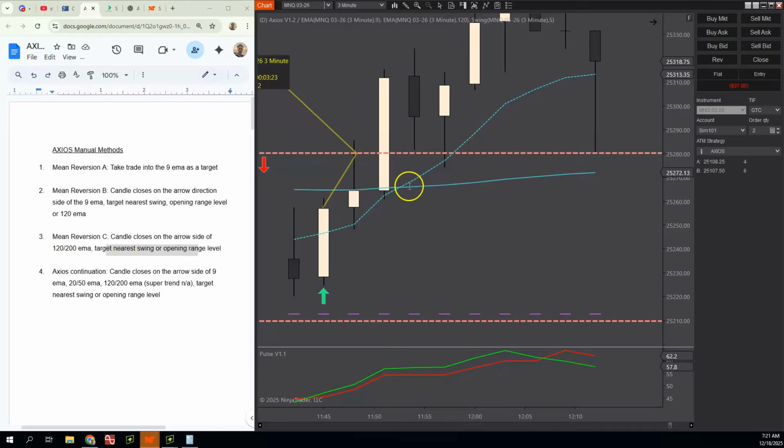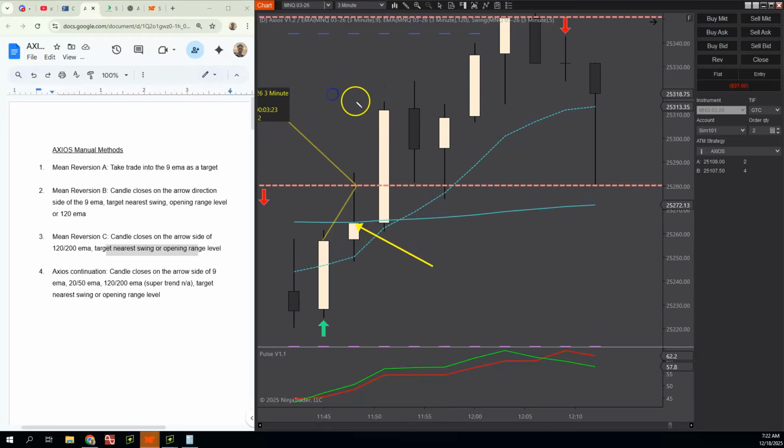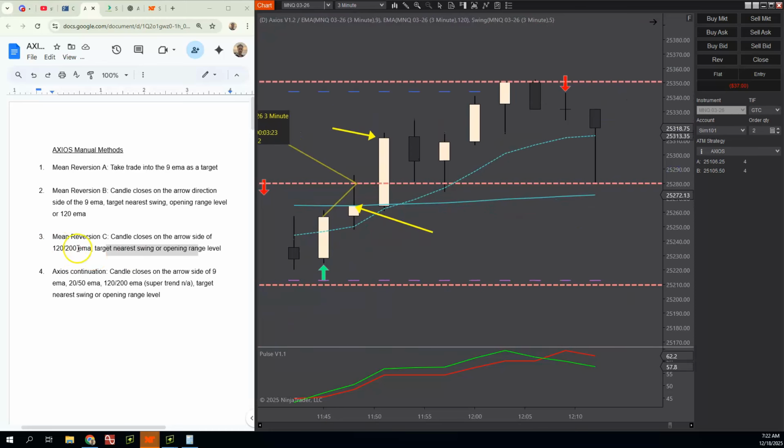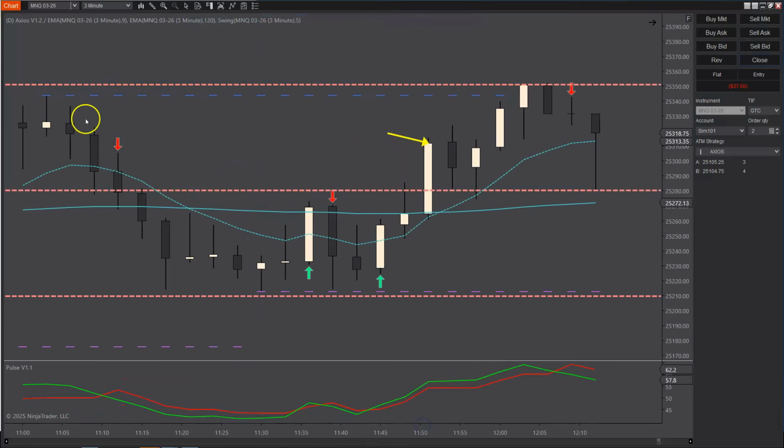But now, this candle right here does not close above the 120. But this one does. This one closes above the 120, clearly. So now we're allowed to enter a Mean Reversion C. See what I mean? It's almost like a trend trade, kind of a mean reversion. But this one here, enter here, and then what are we going to target? Well, I can clearly see that we have a target opportunity here.